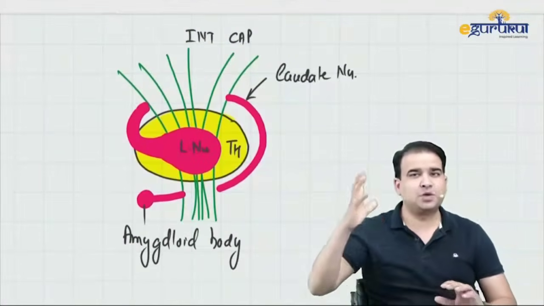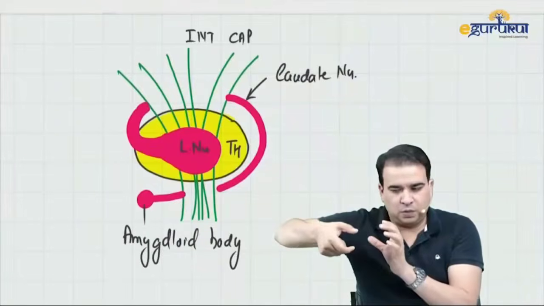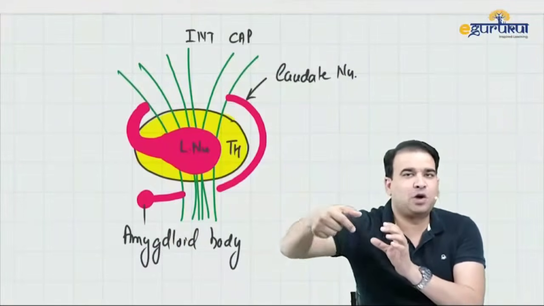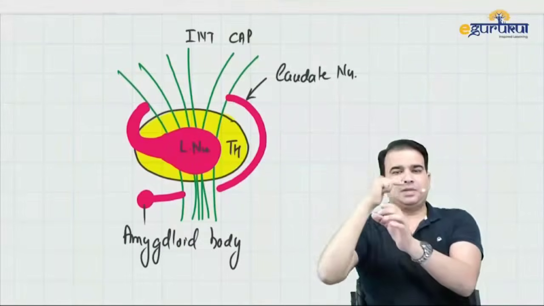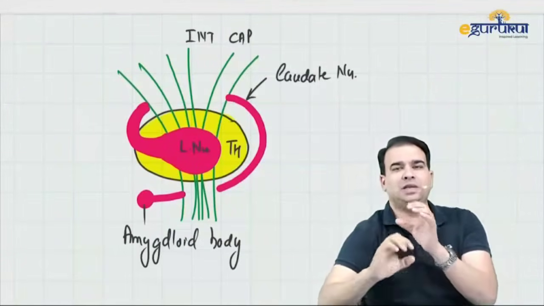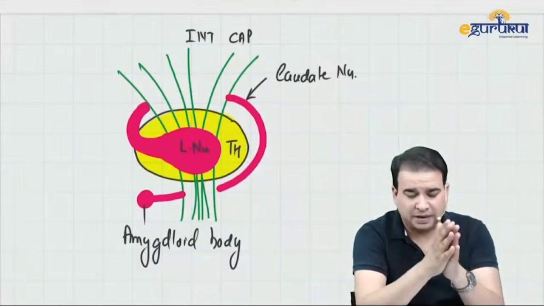That is how this thing is oriented here. So we got the lentiform nucleus, with which you will see the continuation of this caudate nucleus, which goes medial to the internal capsule over the thalamus and then comes down and continues with the amygdaloid body. So that's about the orientation part.